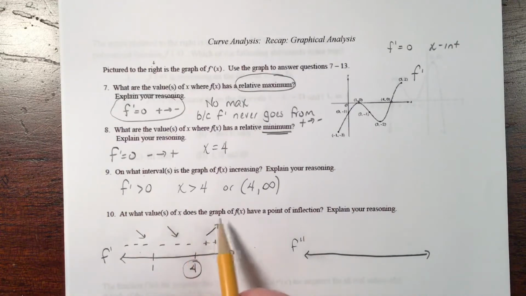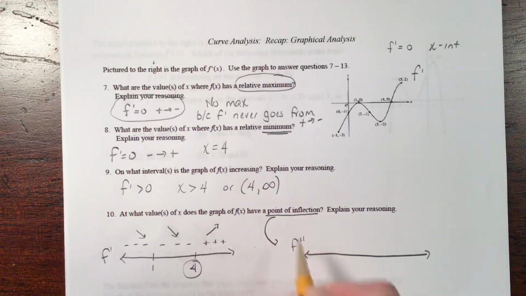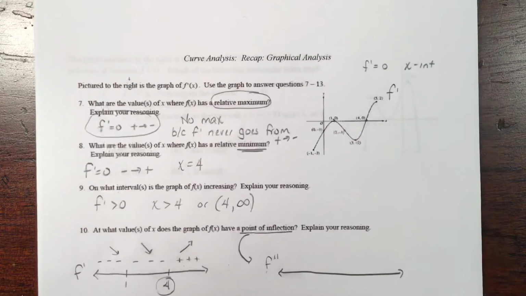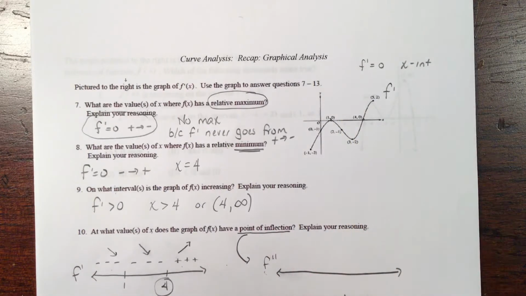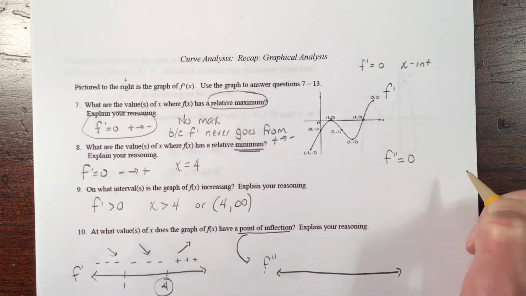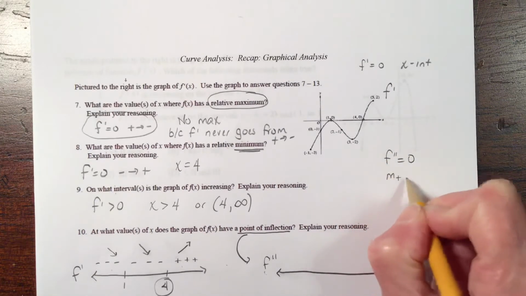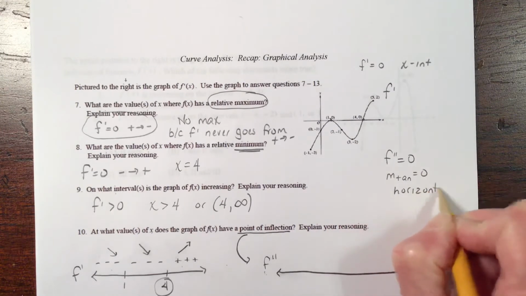Now let's look at this last piece here. At what values of x does the graph of f of x have a point of inflection? So now we want to analyze the second derivative. Okay, so we're going to go back up to our graph. The second derivative, how am I going to find the numbers to put on the number line? Well, f double prime equal to 0 is going to be wherever the slope of the tangent is 0, or where I have horizontal tangents.